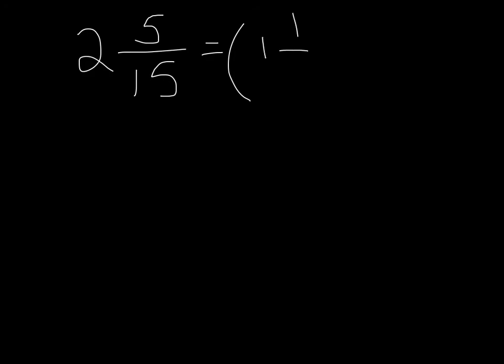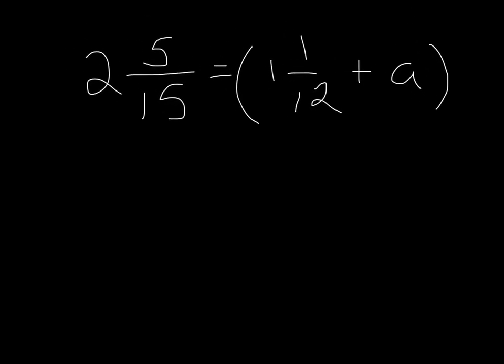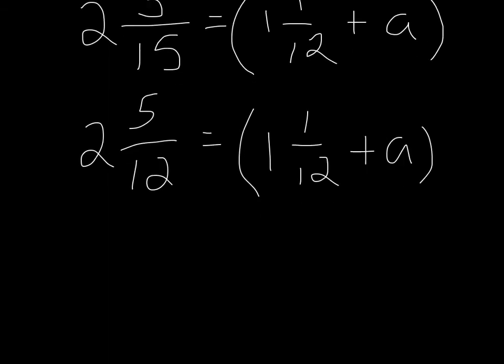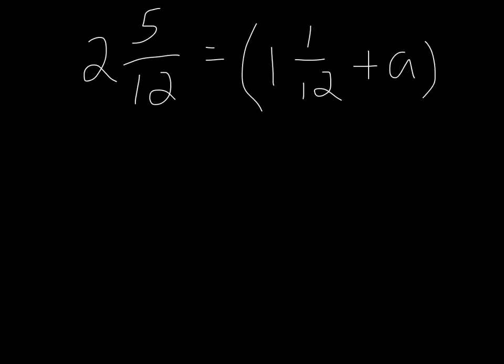Let's see, question 8. 2/15 equals, in brackets, 1 1/12 plus a. Oops, I made a small mistake. It's not 5/15, it's 5/12, and now I can't erase it. Okay, I'll just rewrite it, move this one out. Okay, so we're back now.